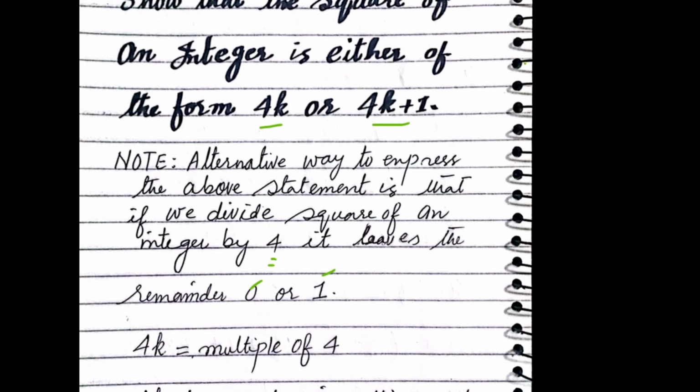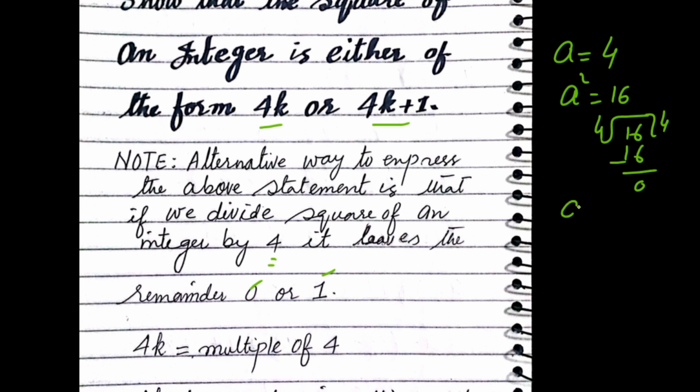For example, if your integer is 4, then its square is 16. If you divide 16 by 4, it leaves the remainder 0. For example, if your a is 3, your square is 9. If you divide 9 by 4, your remainder is 1. So when you divide the square of any integer by 4, it always leaves the remainder 0 or 1.